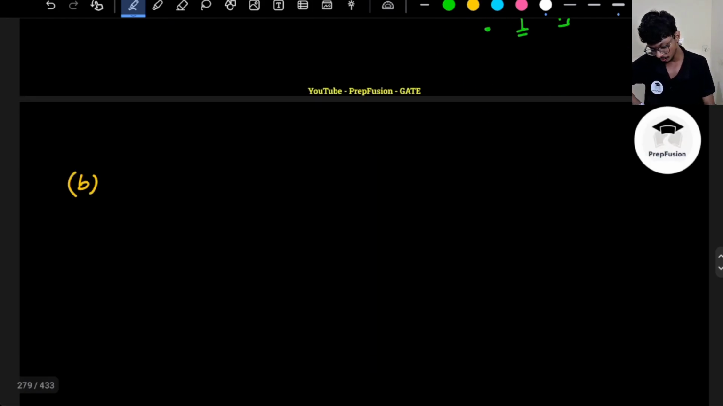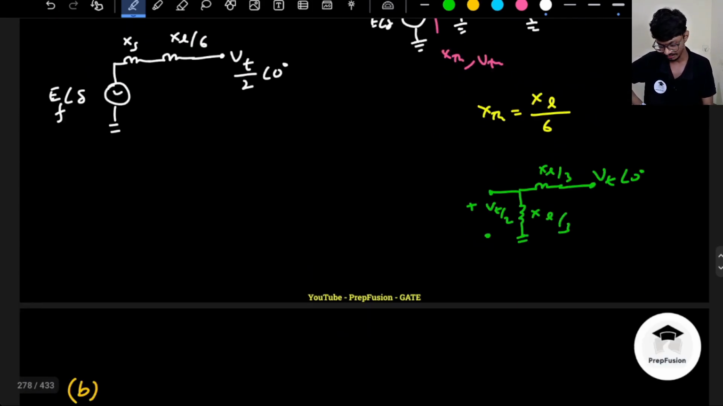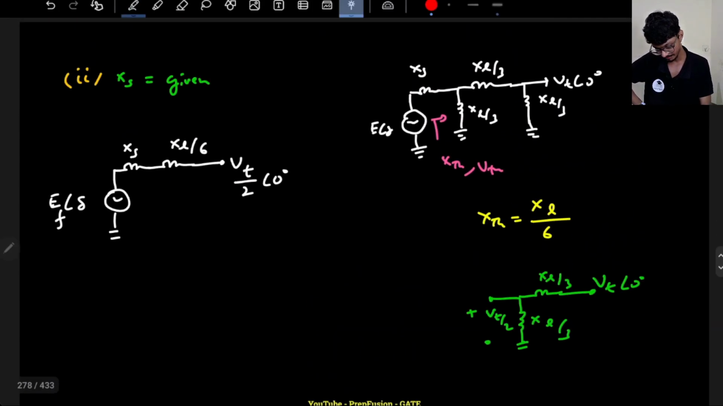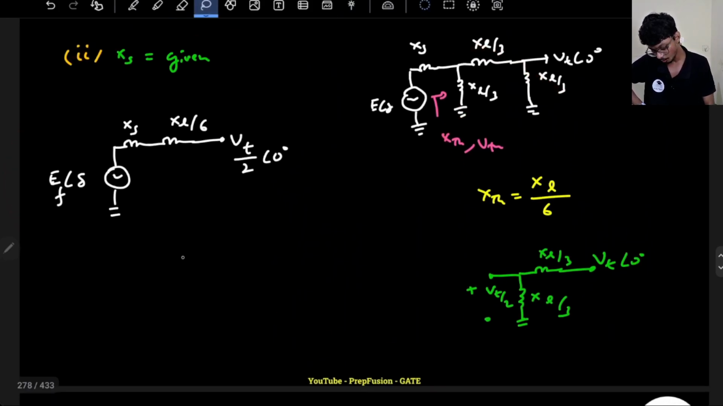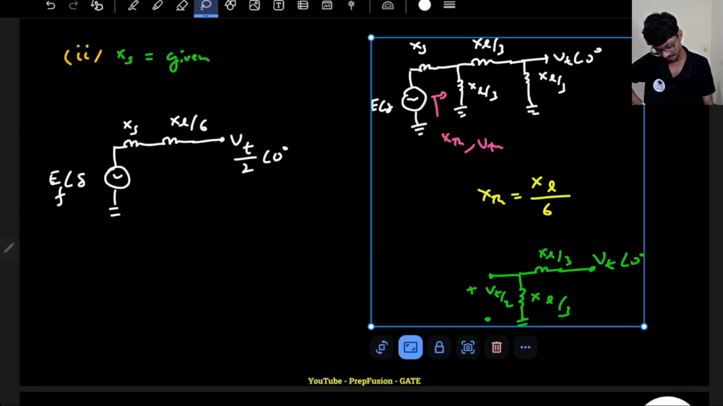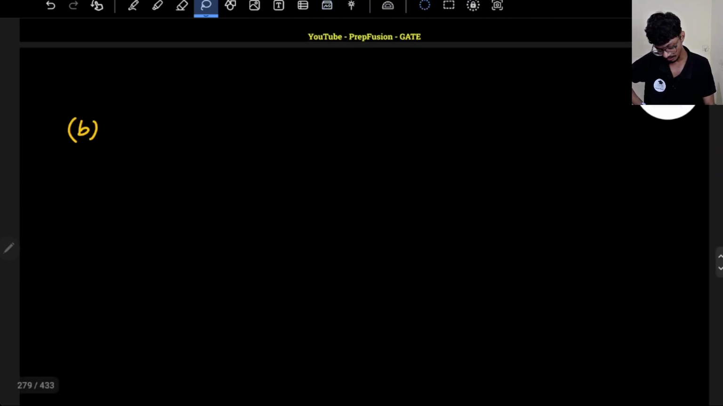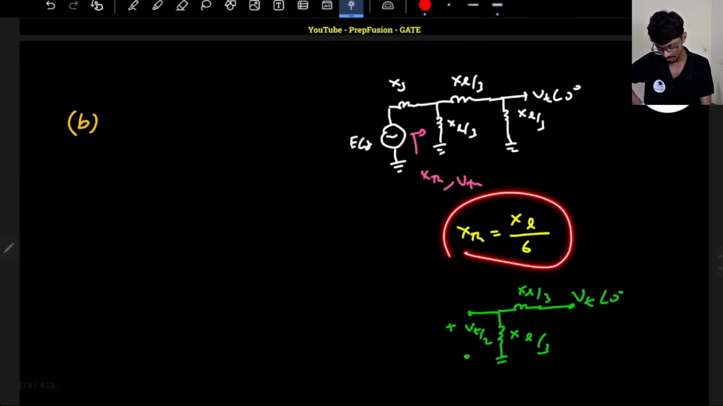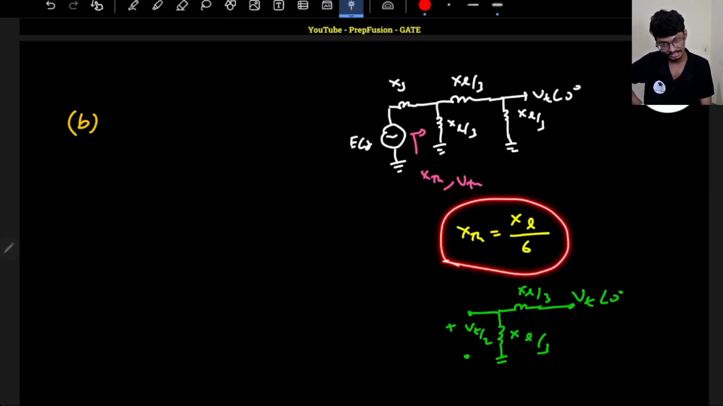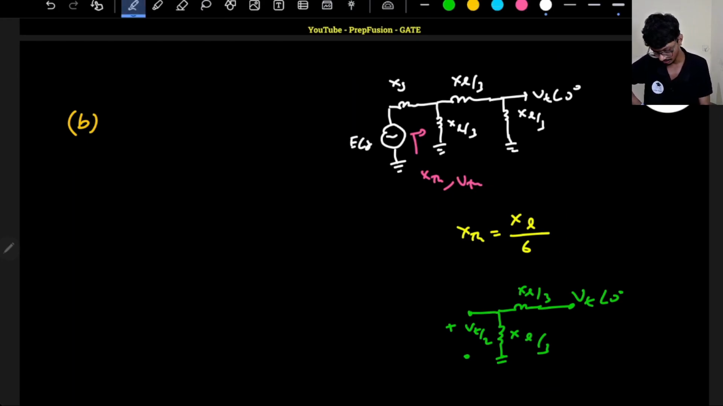In case of a salient pole, XD and XQ is given, right? So this portion will be same, the calculation of VTH and XTH will be same. What you have to do is, you get your XTH, and you will add your XTH, because you will change the circuit.